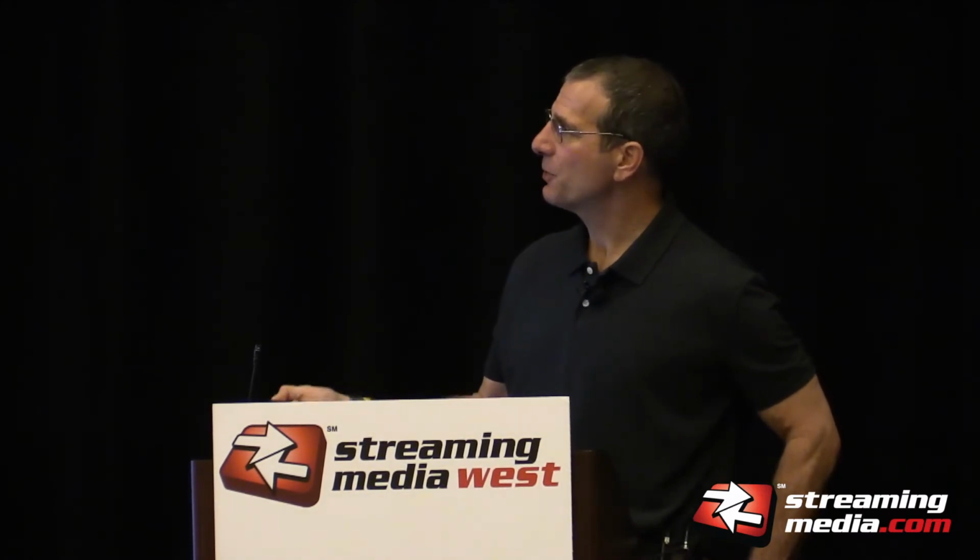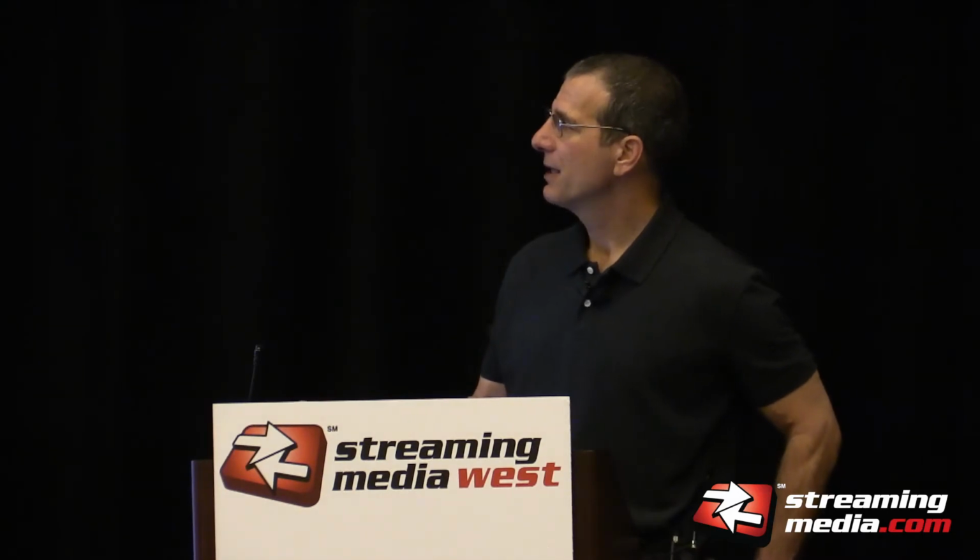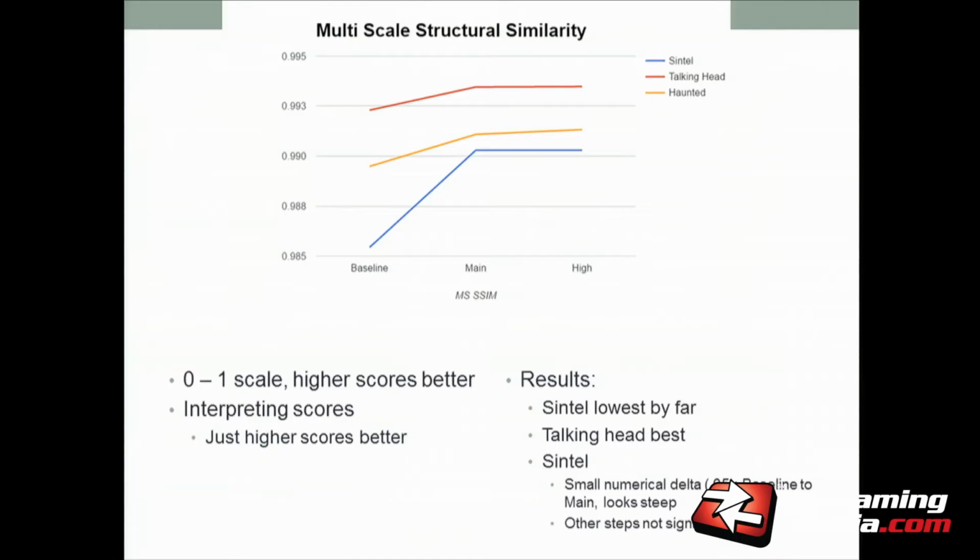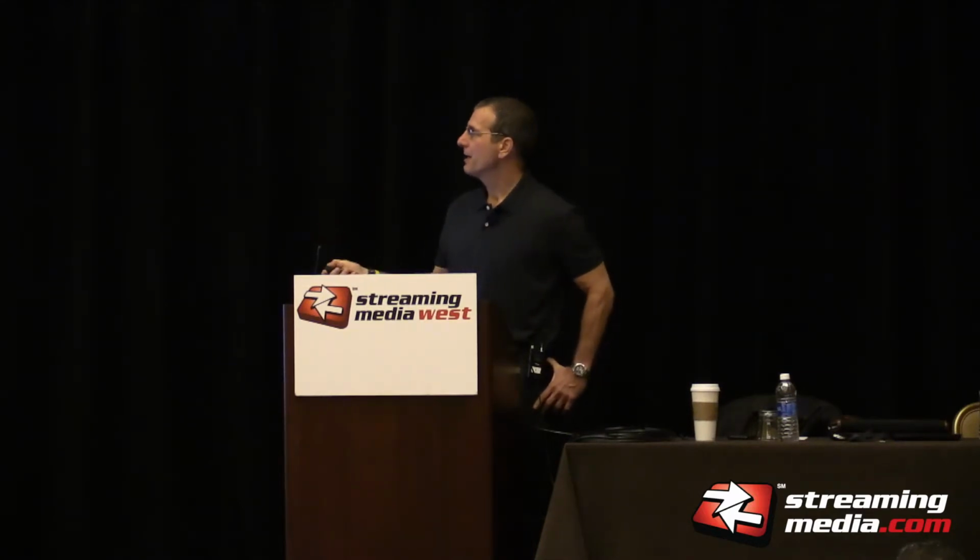And this looks pretty significant, but the numerical difference between the 0.965 and the 0.985 and the 0.990 is only 0.015 or so. So it's not a huge difference. But again, the same thing, talking head's the best, haunted is second, Syntel's the lowest, and baseline's always the worst, main is in the middle, and high is always the best.